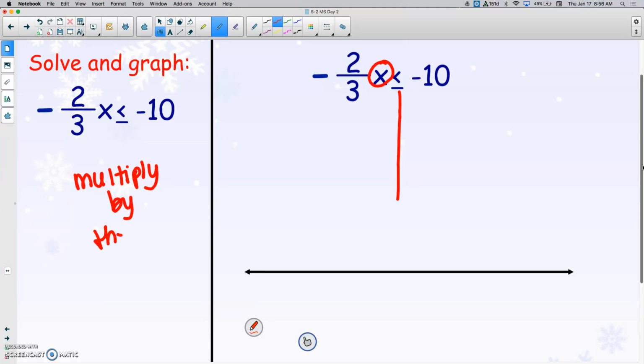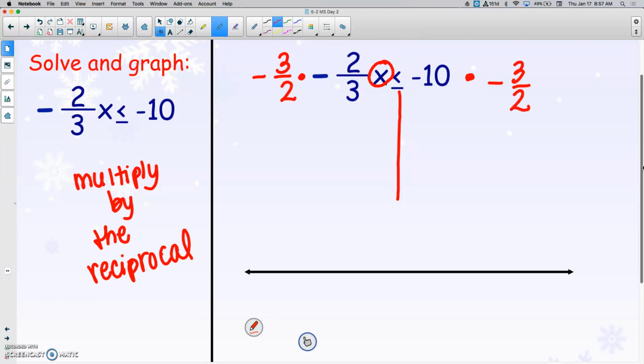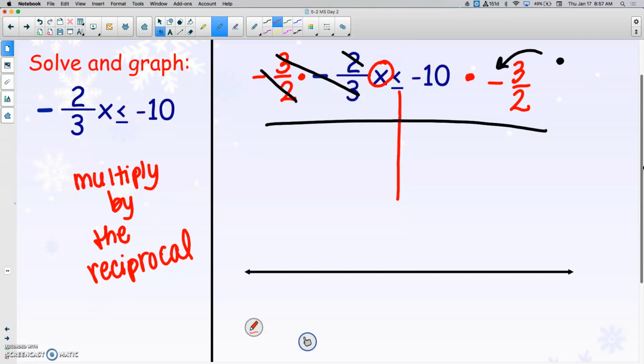We've worked with reciprocals lately with perpendicular lines. So remember, reciprocal is when you flip over the fraction. So I'm going to multiply by negative 3 over 2 on both sides. That will cancel the 3's and the 2's and the negative sign. So it cancels the entire fraction. Because I multiply by a negative, I do need to flip my symbol.